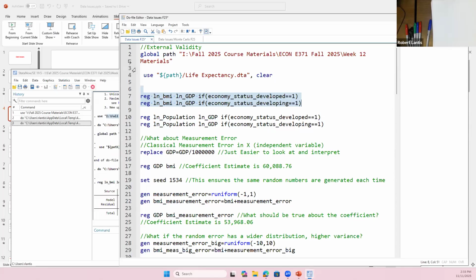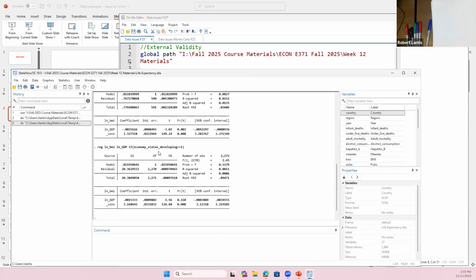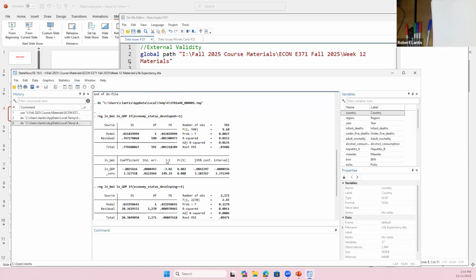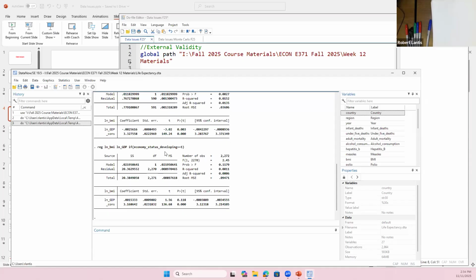So if I run these two regressions, notice my coefficient from the developed countries is negative 0.0025, highly statistically significant, right? P-value is 0.003. For those developing countries, I get a coefficient that, although not quite statistically significant, very close, but notice it's the exact opposite sign. So I not only will see size differences in that coefficient if I'm looking at a different population, I could see completely different signs on that coefficient. So this would be the idea if I'm using results from only developed countries to make statements about developing countries, I'm going to end up making really poor decisions, right?